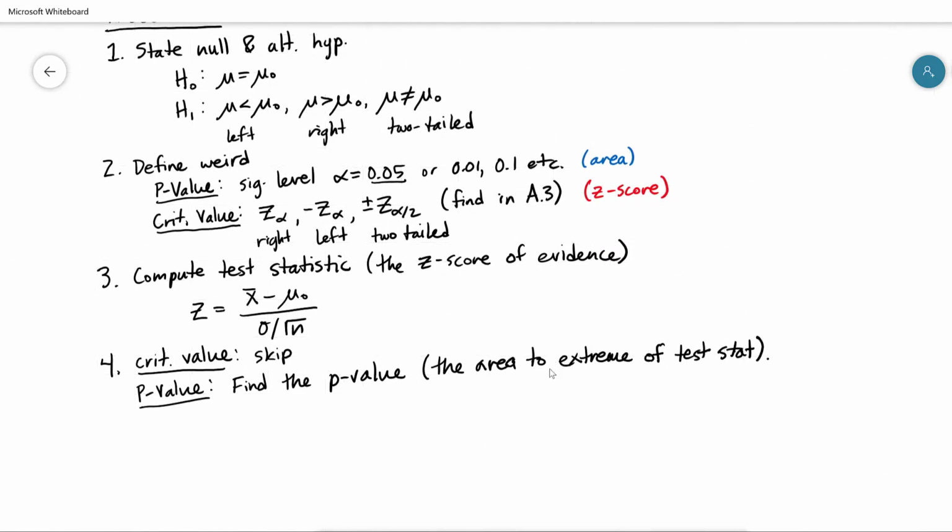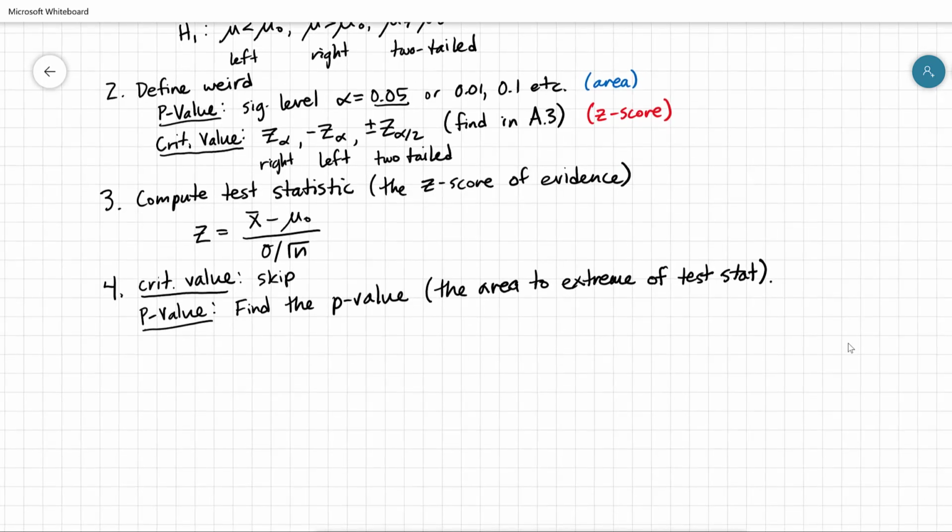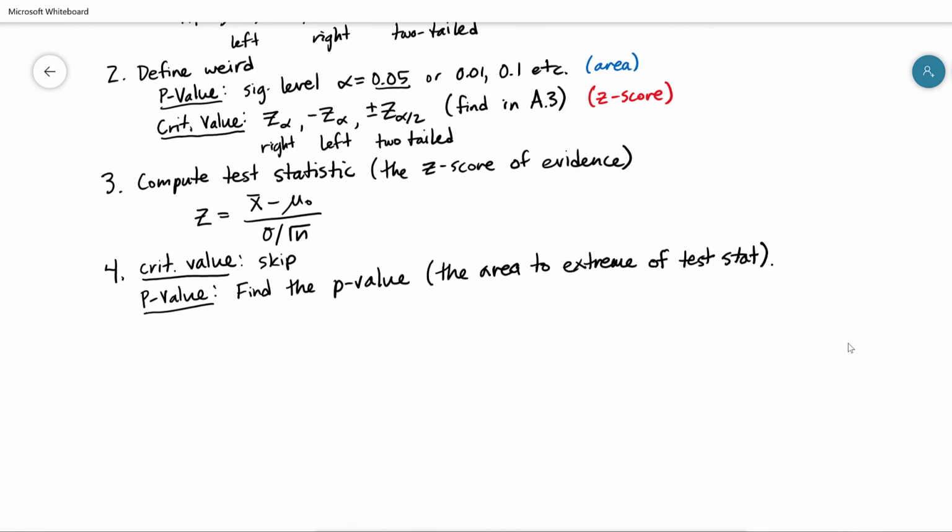When I say the word extreme, it's because when it's right-tailed, it'll be to the right, but when it's left-tailed, it'll be to the left. It just means further into the tail. Find the area further into the tail compared to where the test statistic winds up. So find the area associated with the test statistic. And once we've done that, now I have everything I need for the p-value method.